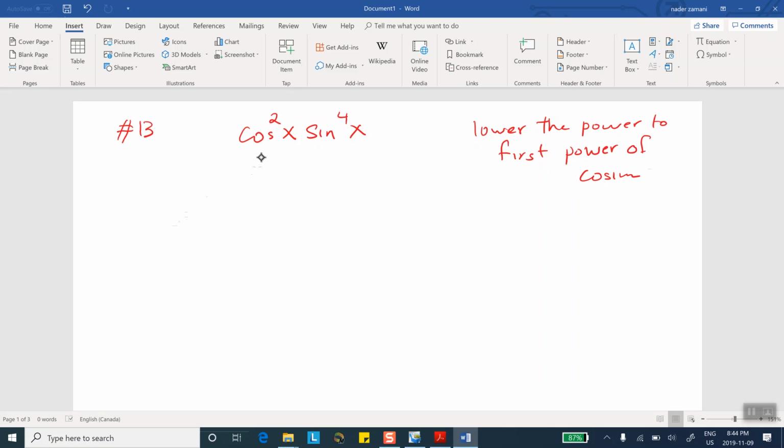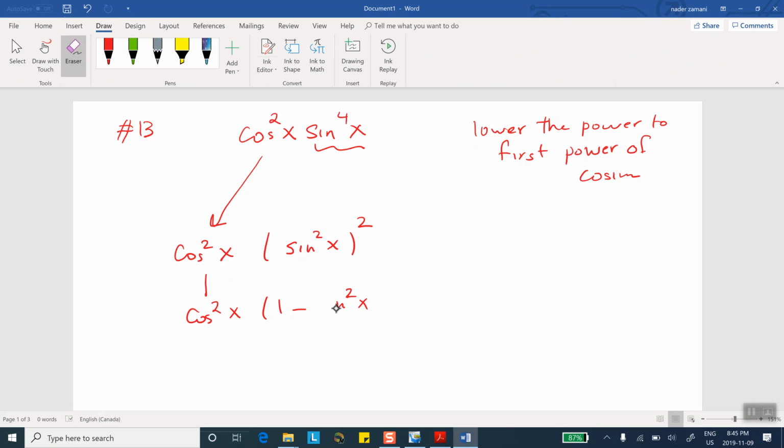All right, so let me write this thing down, cosine squared x. Now this thing, I can write it as sine squared x to the power 2. And let's take one more step. This is cosine squared x, and this is 1 minus cosine squared x. Not sine squared. Okay, let me erase this. This is cosine.